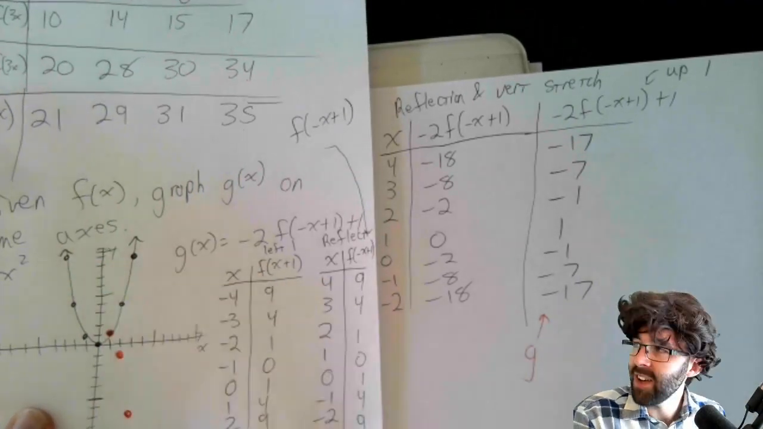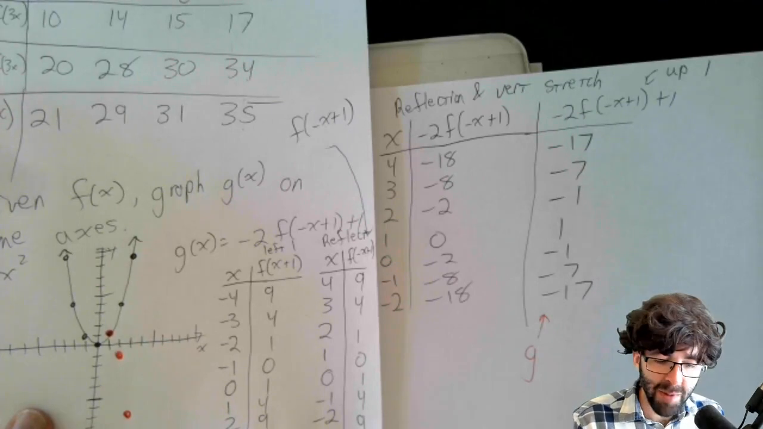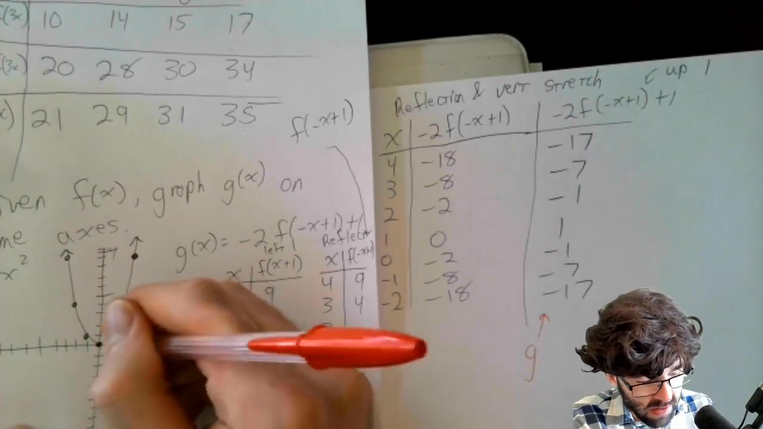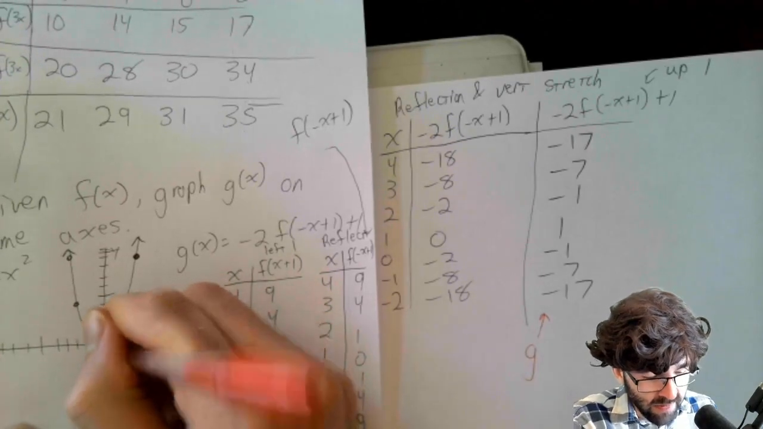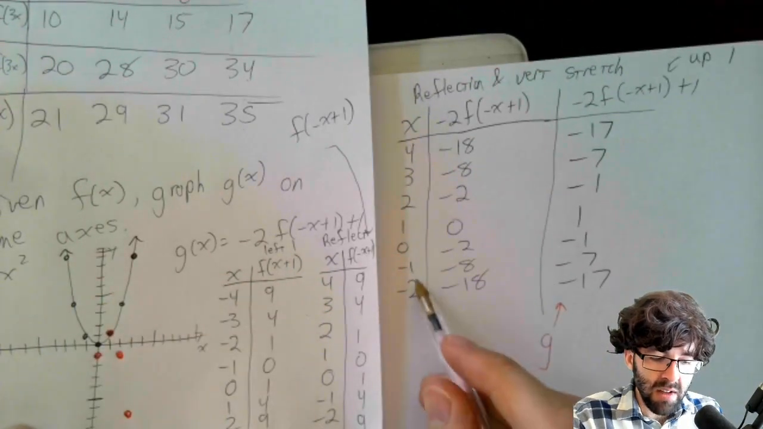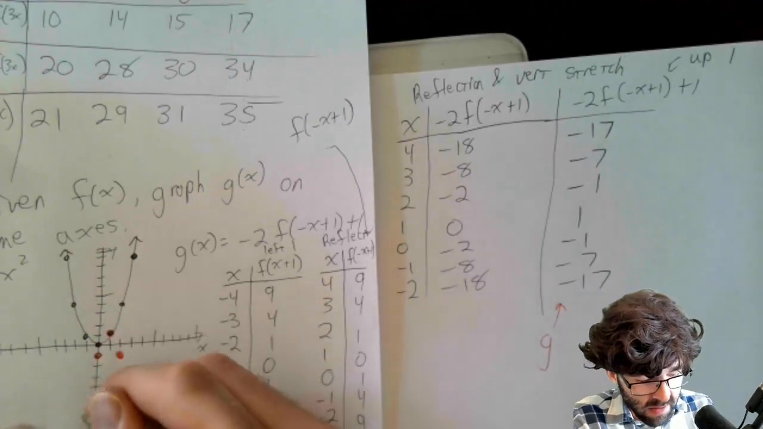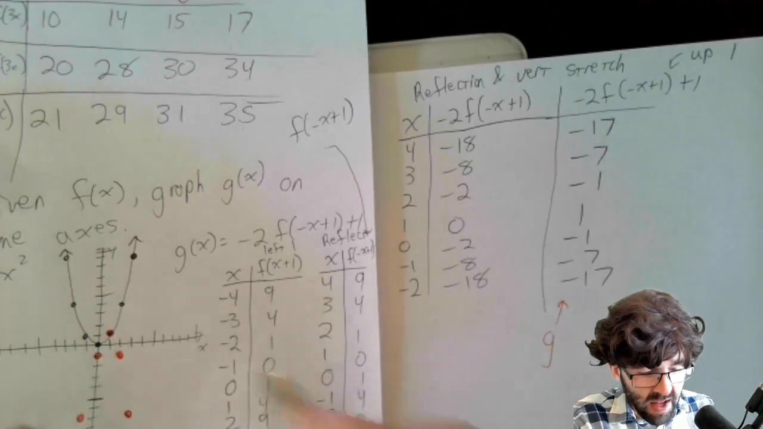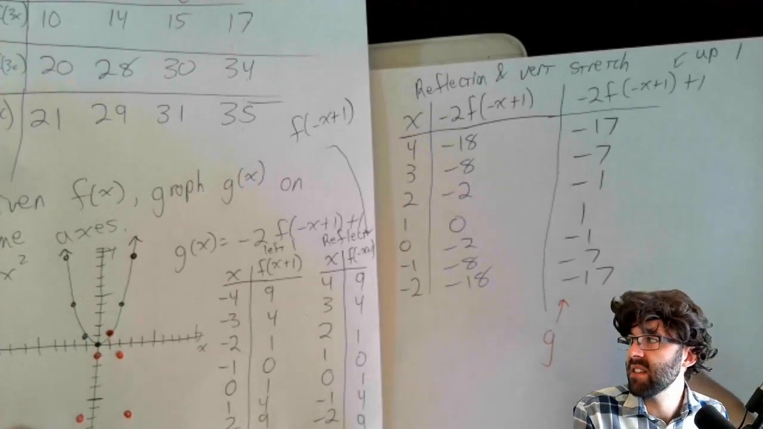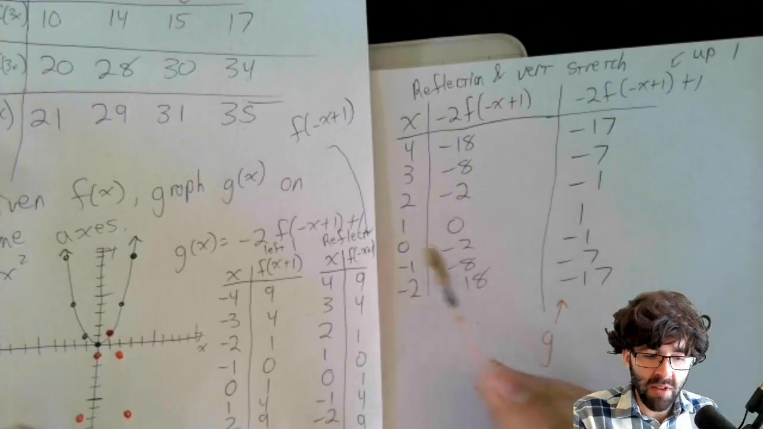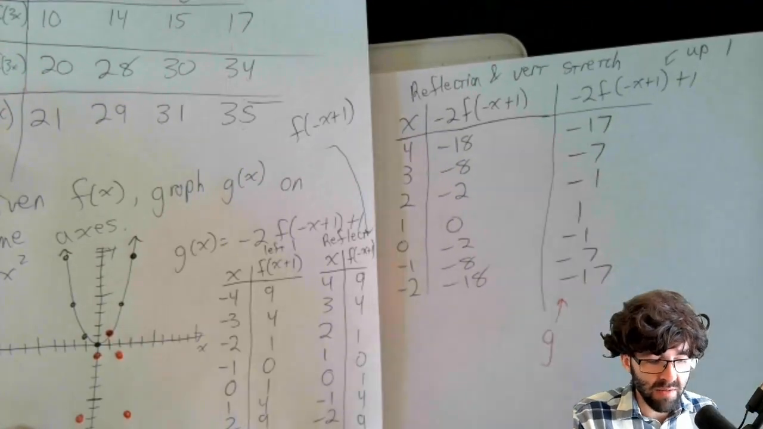Hey, we got a little buddy, the black and the red one. And then again, the next point is 0, negative 1. And then the next point is negative 1, negative 7. And then again, we're going to have a y coordinate of negative 17, which is not going to fit. So we just plotted the x coordinate and the g values.